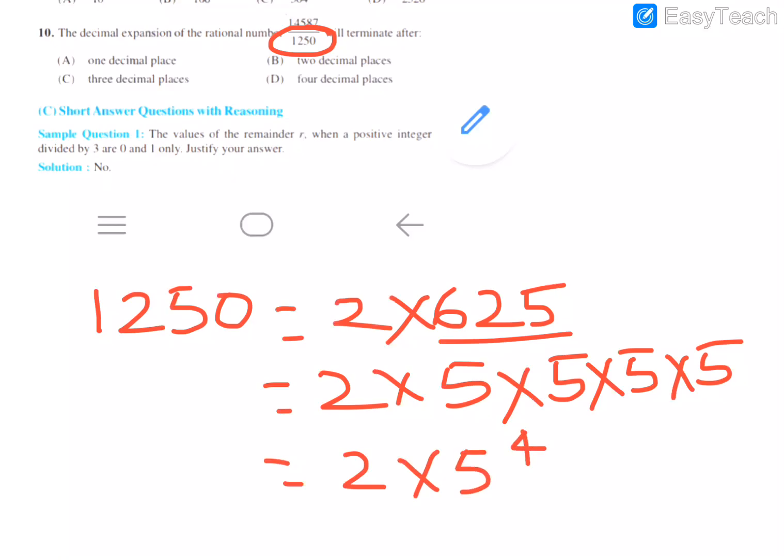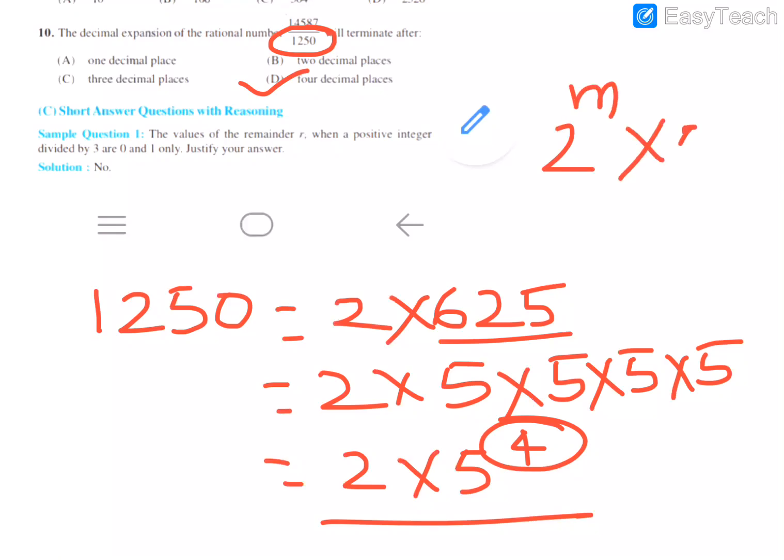So here the question is after how many places the decimal number will terminate. So in this case, simple, after doing the prime factorization of the denominator, whichever is the biggest power, that will be the answer, that is 4 decimal places. If the denominator is in the form of 2 power m into 5 power n, then whichever is the biggest number, that many decimal places we are going to get. So here in this case we will get 4 decimals.